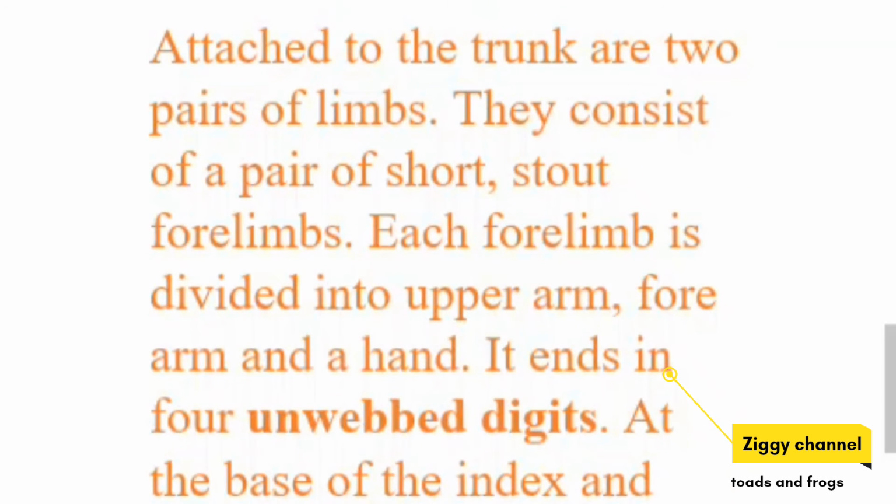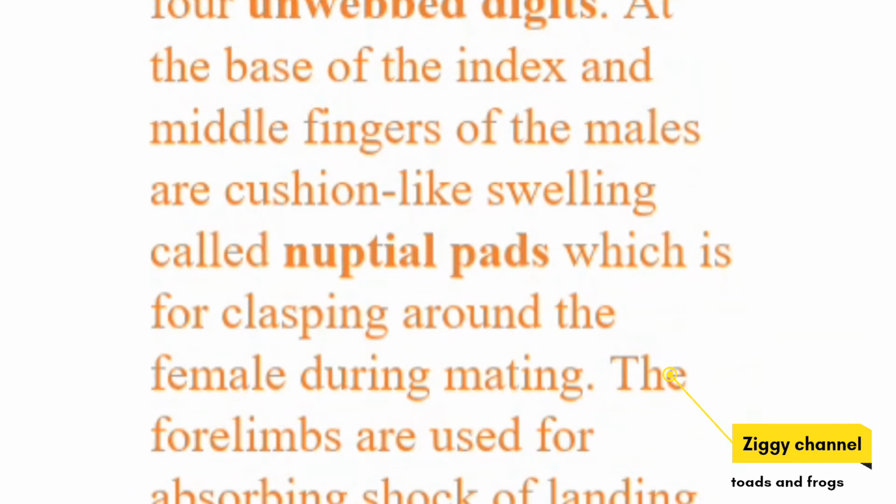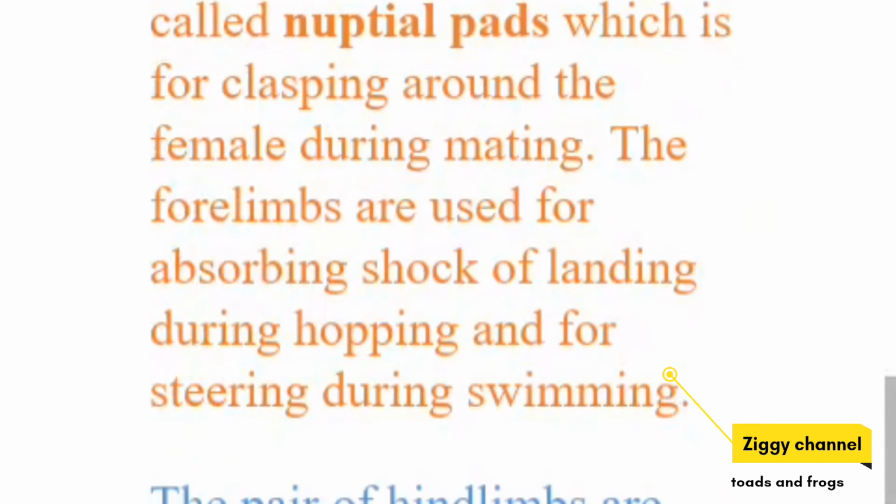Attached to the trunk are two pairs of limbs. They consist of a pair of short, stout forelimbs. Each forelimb is divided into upper arm, forearm and a hand. It ends in four unwebbed digits. At the base of the index and middle fingers of the males are cushion-like swellings called nuptial pads, which are for clasping around the female during mating. The forelimbs are used for absorbing shock of landing during hopping and for steering during swimming.